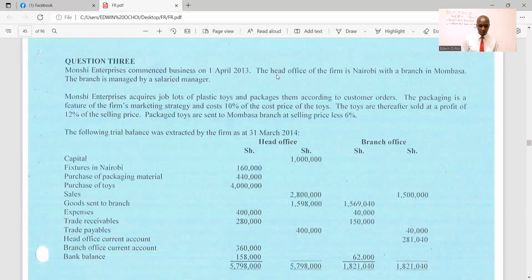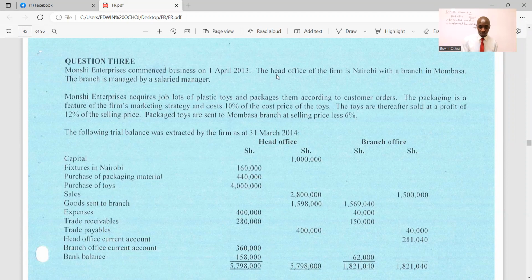Mosh Enterprises acquires chocolates of plastic toys and packages them according to customer orders. The packaging is a feature of the firm's marketing strategy and it costs 10% of the cost price of the toys. The toys are thereafter sold at a profit of 12% of the selling price. Packaged toys are sent to Mombasa branch at a selling price, raised 6%.